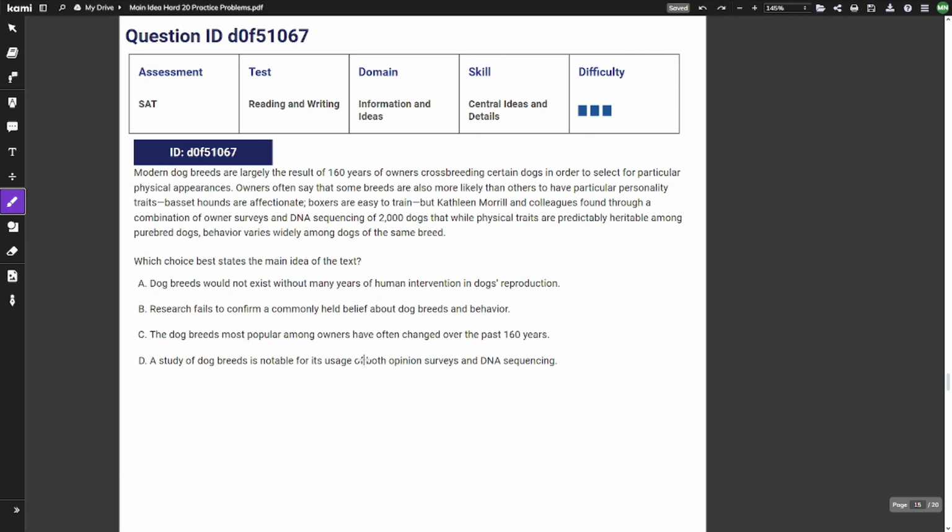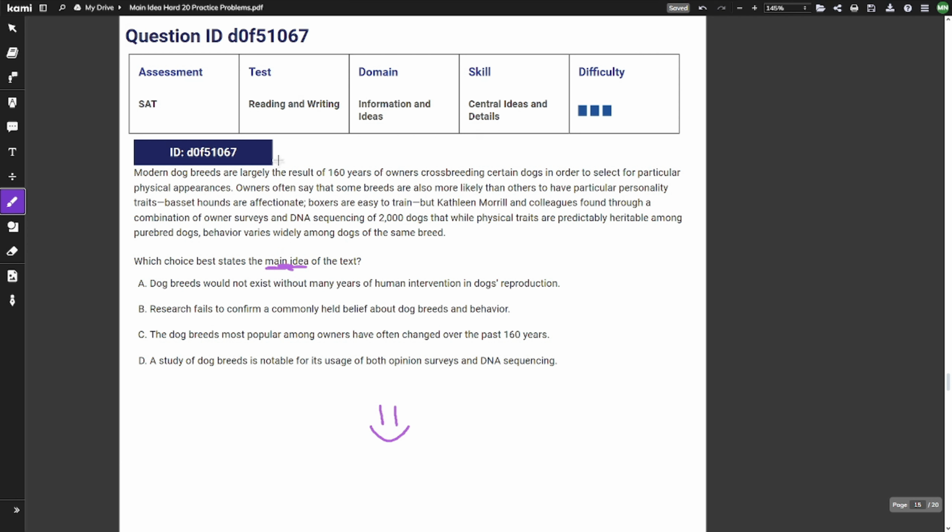Question number 15. Once again, feel free to pause and read. Alright, so the question asks us just to find the main idea. So let's go ahead and summarize this.